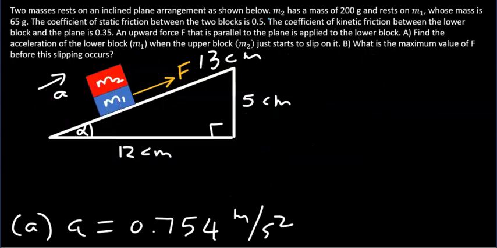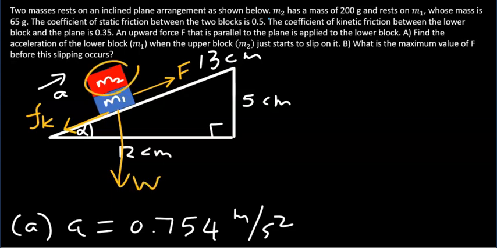Now let's do part B. What is the maximum value of F before this slipping occurs? So let's look at the free body diagram of M1 now. There is one force already labeled that is acting directly on M1, that is capital F. There is kinetic friction down the plane that is acting directly on M1. Let's call it F sub K. Of course, there is the total weight M1 plus M2, because the weight of M2 is acting on M1. So the total weight here is M2 plus M1 times gravity.